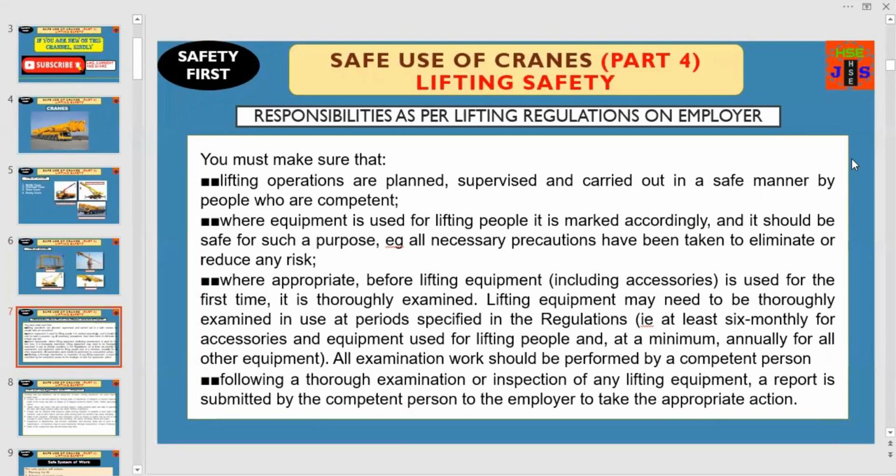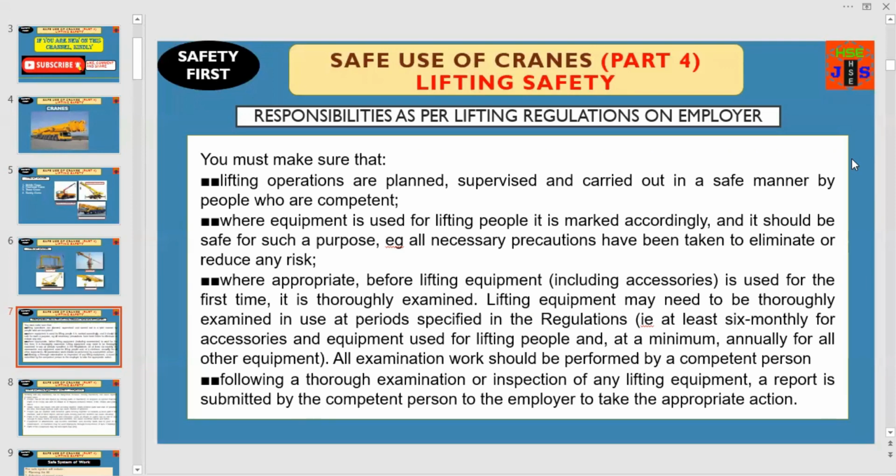As an employer, you must make sure that the lifting operations are planned, supervised, and carried out in a safe manner by people who are competent. Where equipment is used for lifting people, it is marked accordingly and it should be safe for such a purpose. For example, all necessary precautions have been taken to eliminate or reduce any risk.